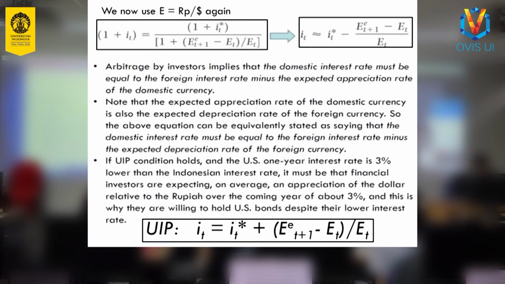Okay? So UIP is a very powerful concept, although it breaks down during a crisis. I just told you, right? But it's very powerful to explain what happened during the crisis, and also very powerful to establish the relation between interest rate and exchange rate, which is exactly the topic that you're dealing with at this moment.